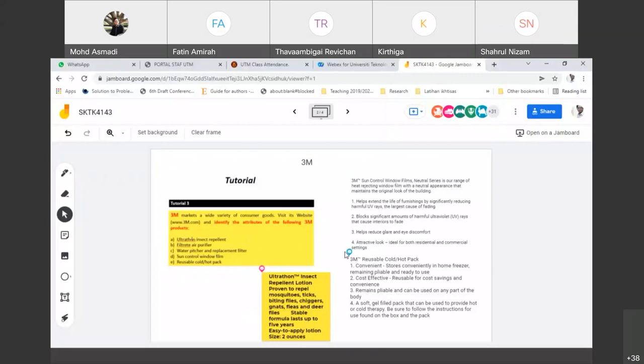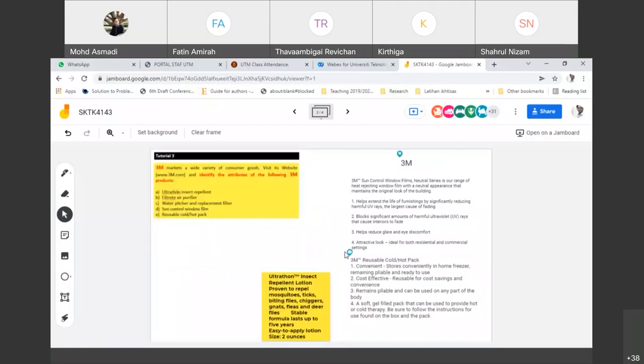The release of the insect repellent, right? Maybe easy to vaporize. And then sun control window film. Sun control window film, I think, blocks a significant amount of harmful UV, yes, that's correct. What else? Attractive look. Sun control window film, attractive look.